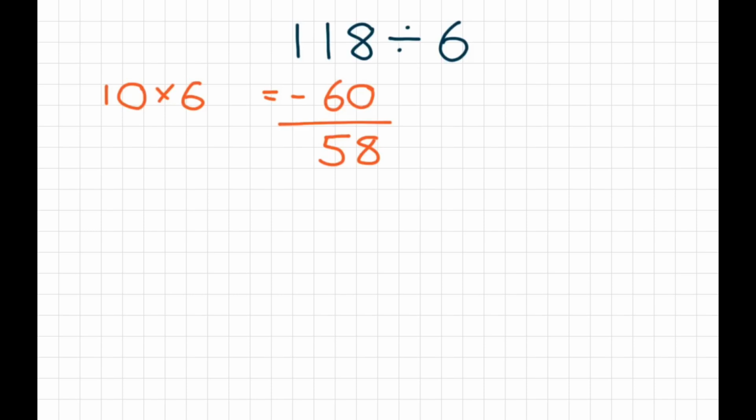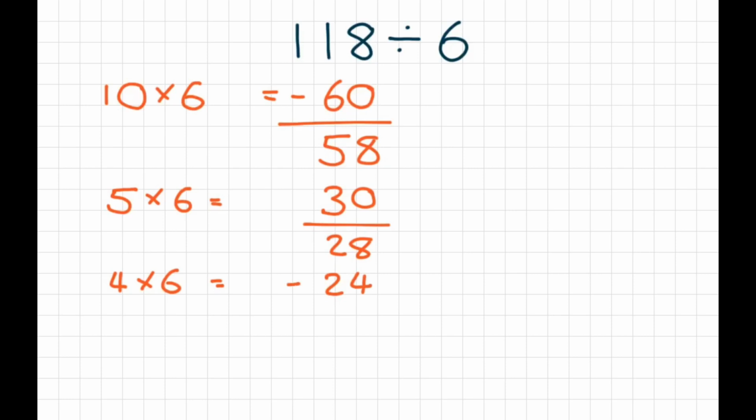The next chunk I'm going to take out is 5 times 6. So I know that is 30. And I'm left with 28. So my 6 times table, I know I've got 6, 12, 18, 24. So that's going to be 4 times 6. And when I take that out, I'm left with 4.